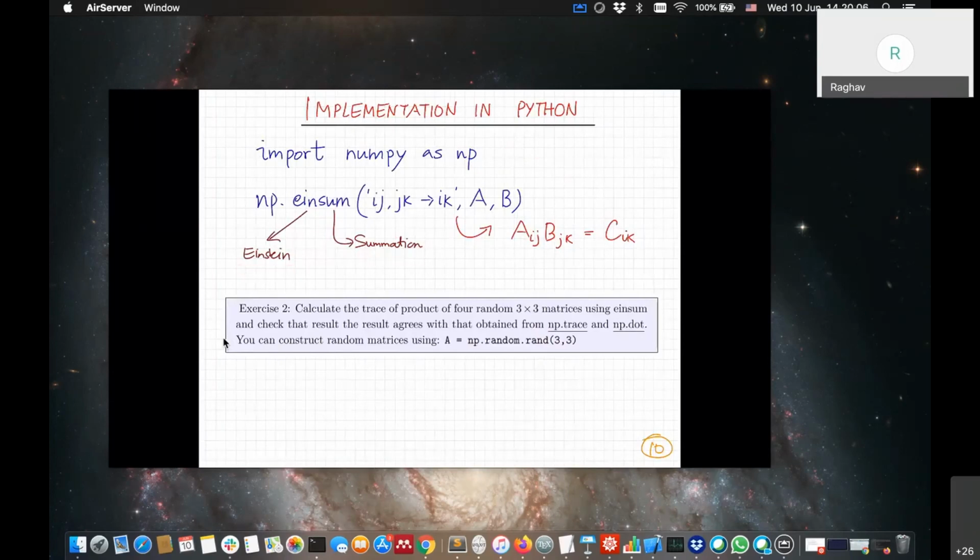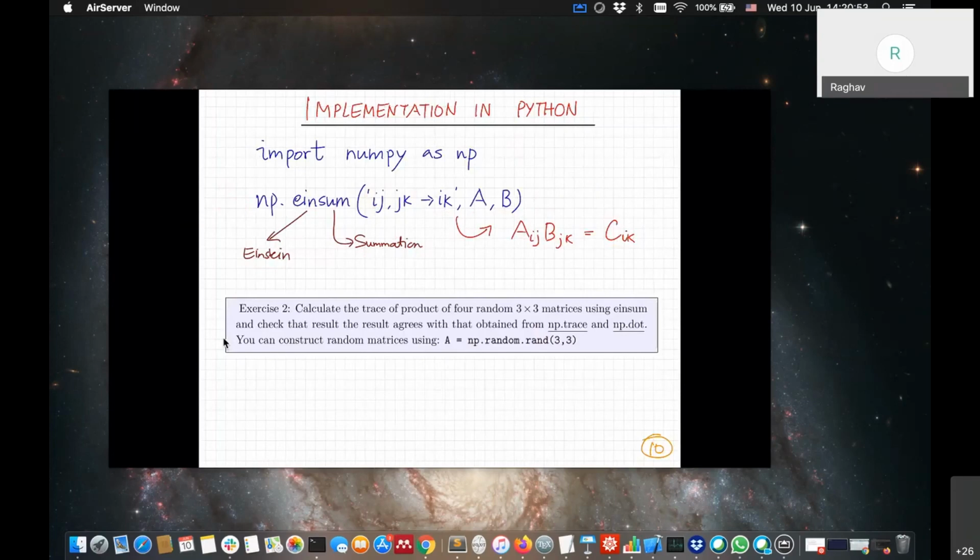Einsum has some specific notation, so you have to write the indices in a proper manner. There's an apostrophe, and then you have the indices: ij, jk gives ik. So A_ij, B_jk gives me C_ik. This is the contraction pattern. The first input is A_ij, the second is B_jk, and this gives me some tensor C. I can just write in Python C equals this thing, and it'll give me a matrix, which is just the product of the A and B matrices, right?